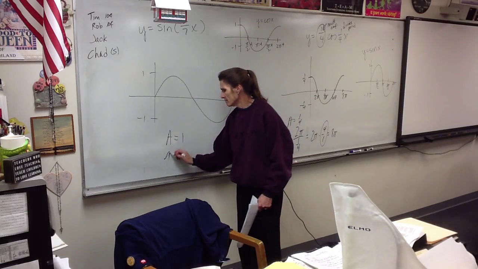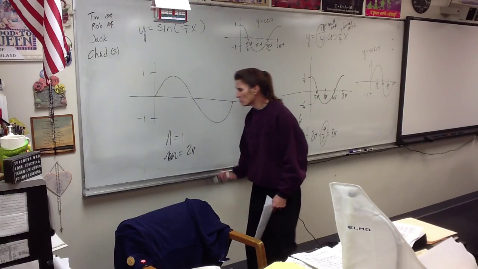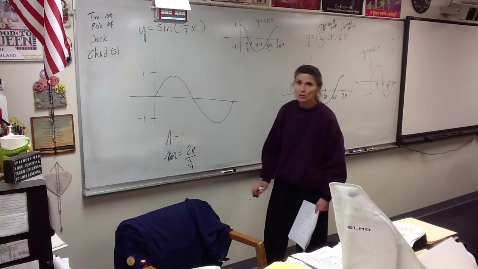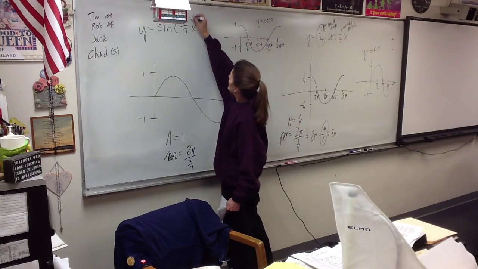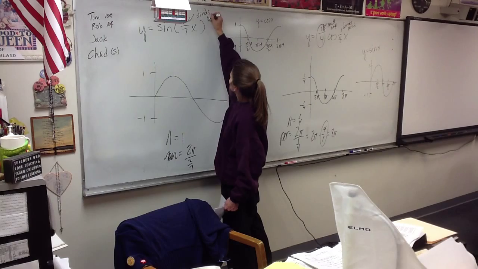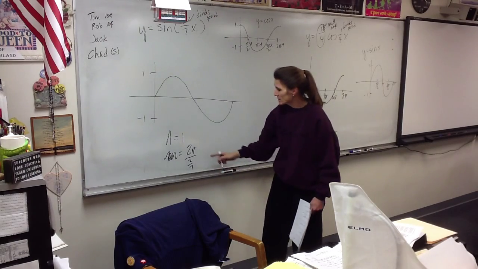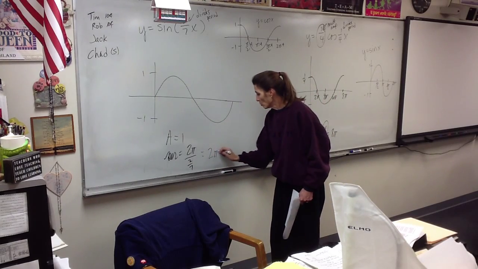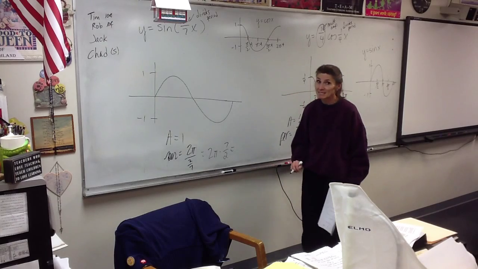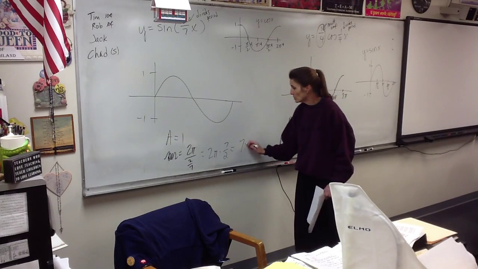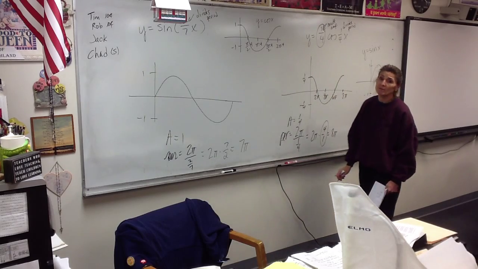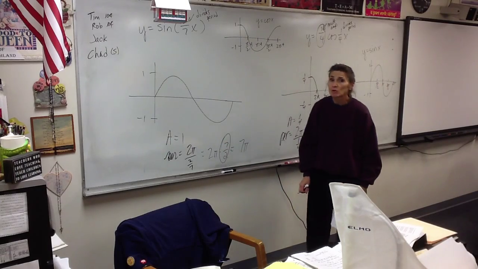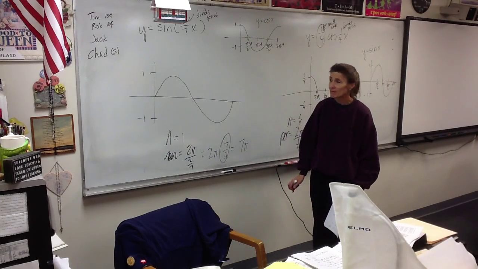The period is supposed to be 2 pi, but it has been divided by 2/7. This number divides the period. So the period started out as 2 pi, but it's been divided by 2/7, which means it's been multiplied by 7 halves, which gives me a total period of 7 pi. Every label is going to get timesed by 7 halves.